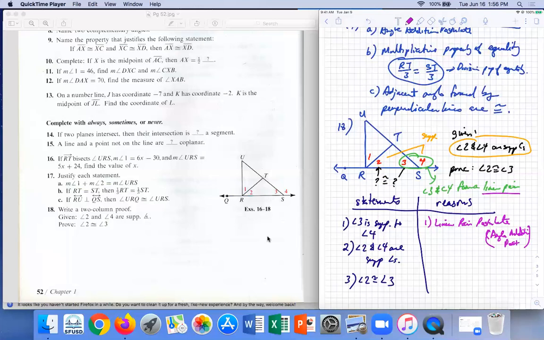We're saying they're supplementary. Step 2 is given. We are given this right here. Sometimes when you look at a statement and you don't know why it's true, always check the given. Step 3 is the congruent supplements theorem.